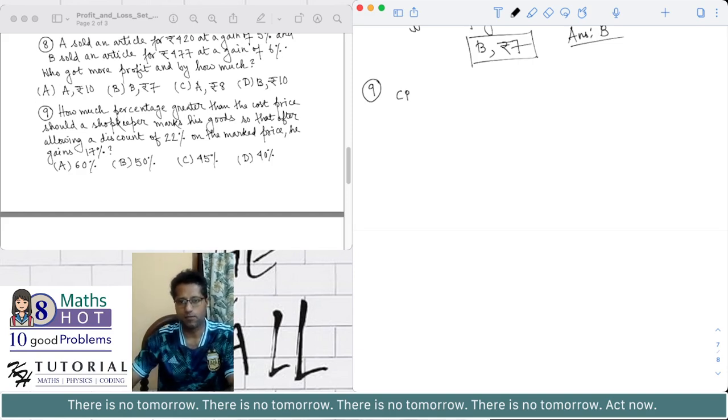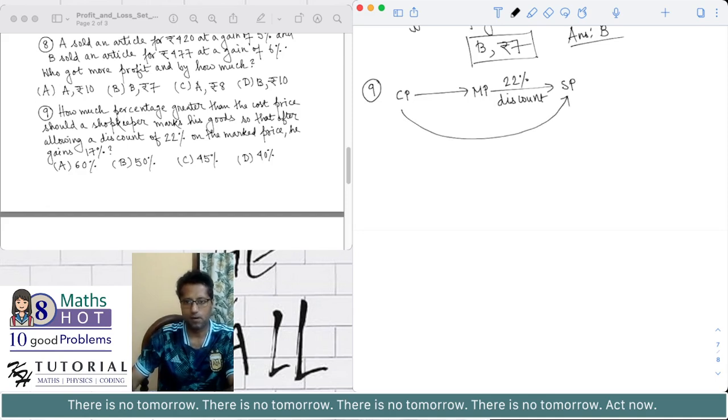So it is asking that we have a cost price, we have a marked price, there is a discount of 22%, and we have the final selling price, and there is an overall gain of 17%, and it is asking by what percentage the mark price should be more than CP. So let's say this is X% above. Let the mark price be X% above the cost price, and we have to find X.